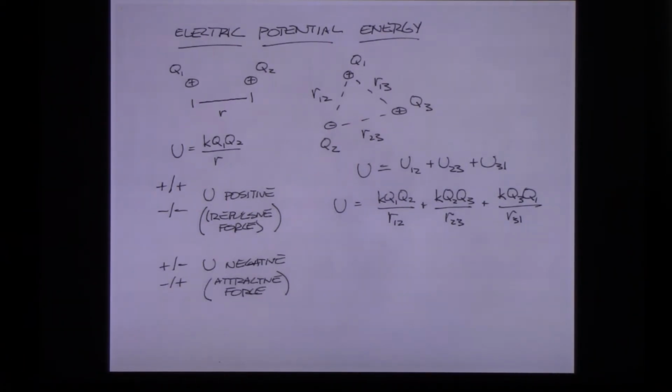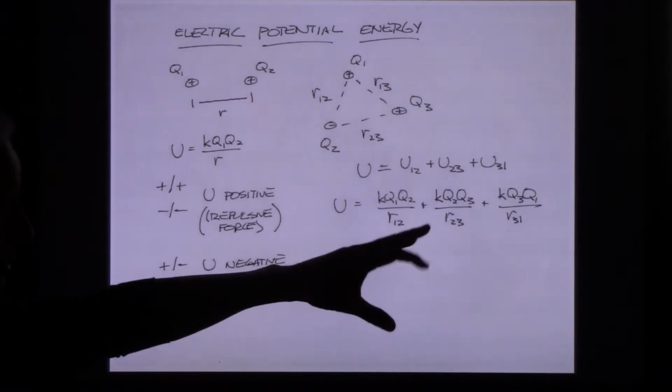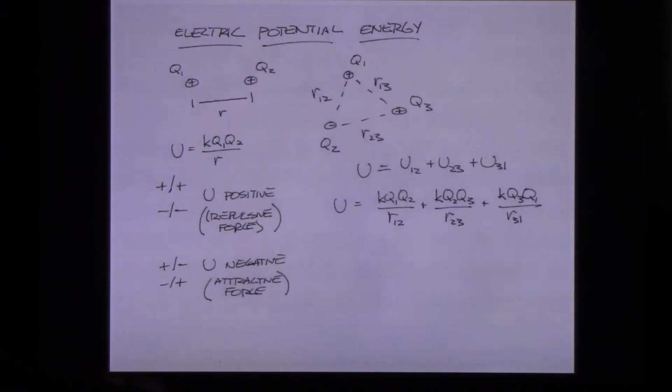And then I just have to add them all together, but hey, these are scalar quantities. This is much faster than doing vector addition with forces. Here, I can just add these numbers together. Some could be positive, some could be negative.